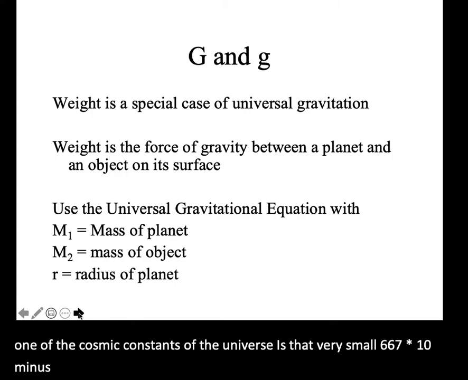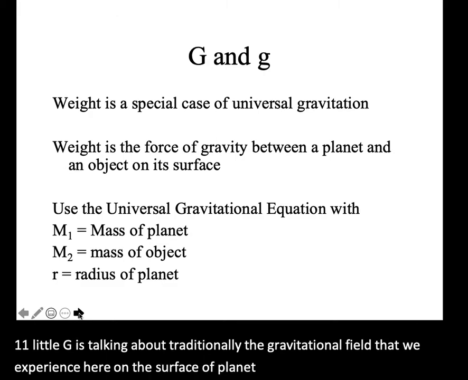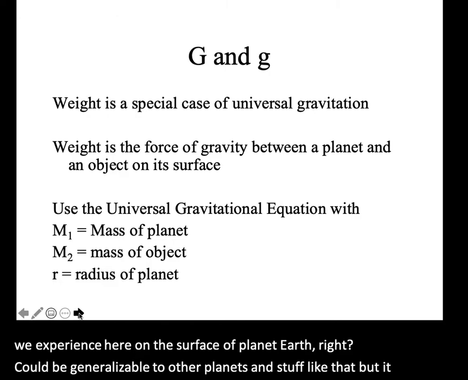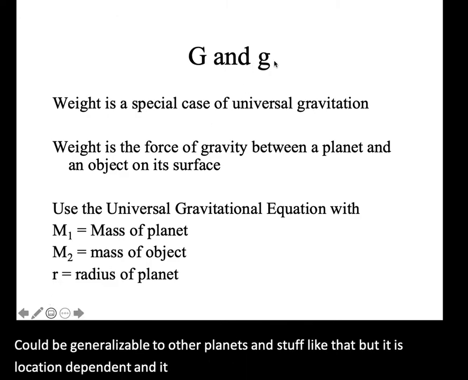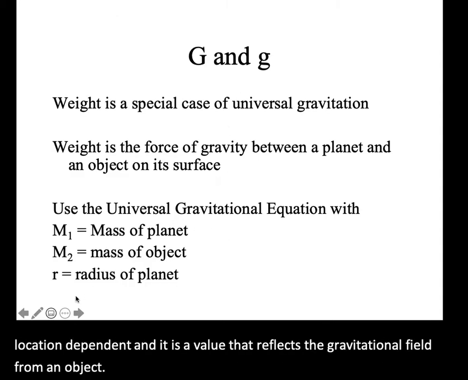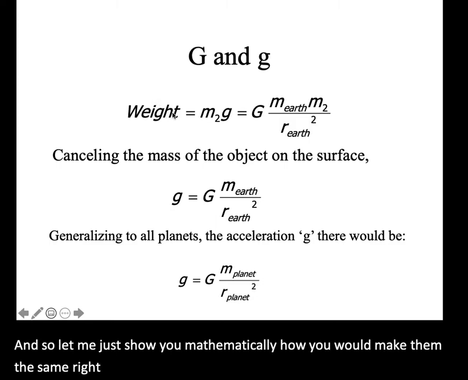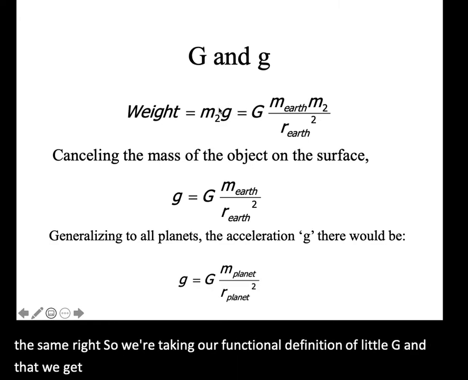Little g is talking about, traditionally, the gravitational field that we experience here on the surface of planet Earth, right? It could be generalizable to other planets and stuff like that, but it is location dependent. And it is a value that reflects the gravitational field from an object. So let me just show you mathematically how you would make them the same. We're taking our functional definition of little g, that we get our weight by multiplying our mass by the gravitational field that we are standing in.